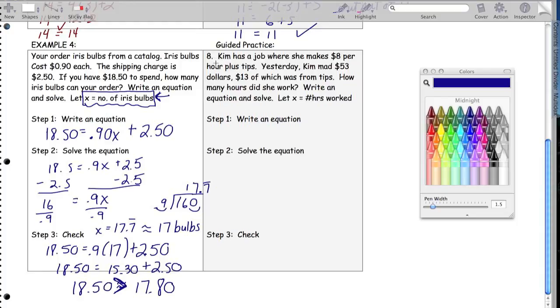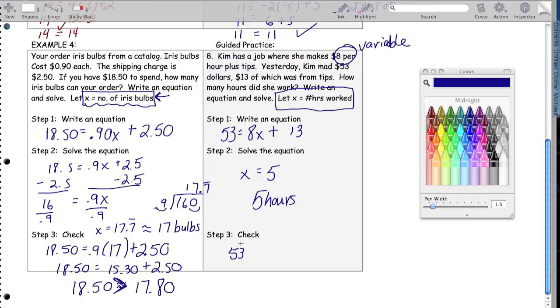Okay, Kim has a job where she makes $8 per hour plus tips. Yesterday, Kim made $53, $13 of which was from tips. How many hours did she work? Write an equation, solve, and they're labeling and identifying the variable x to be the number of hours worked. So she made a total of $53. $13 of that was from tips alone. Now each hour, anytime they have the per, that's where your variable goes most often. So it's going to be 8x plus the flat rate 13. When you solve this, you should find that x is going to equal 5. So that means 5 hours is how many hours she worked.